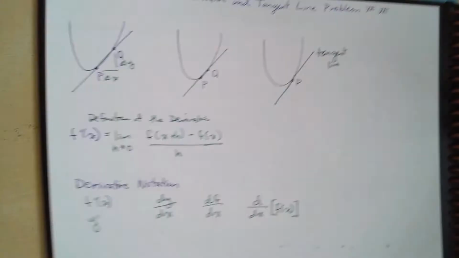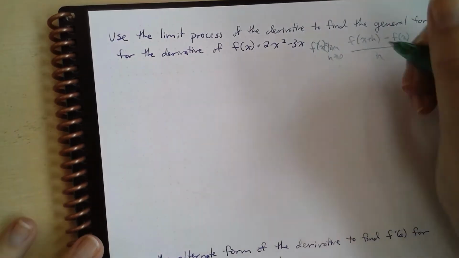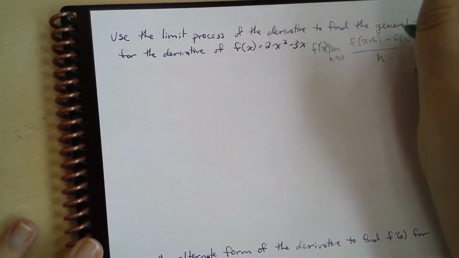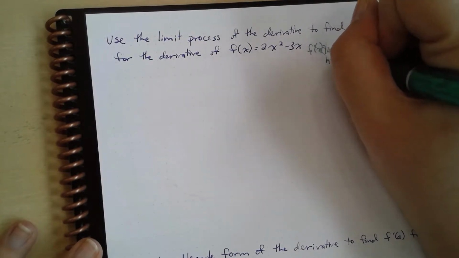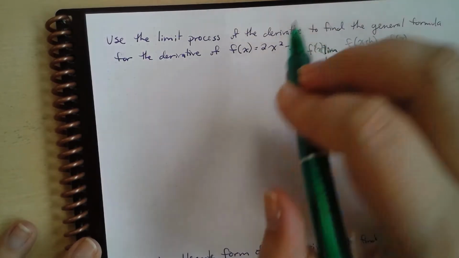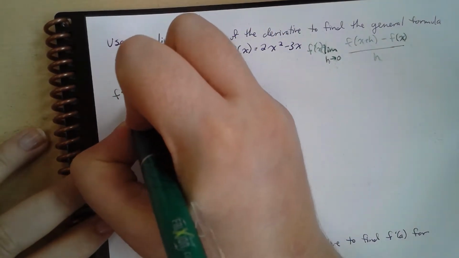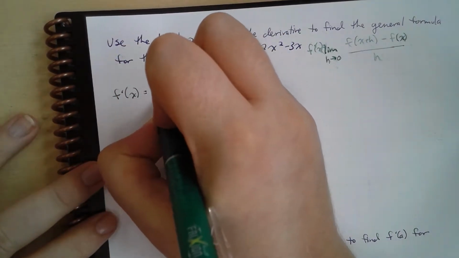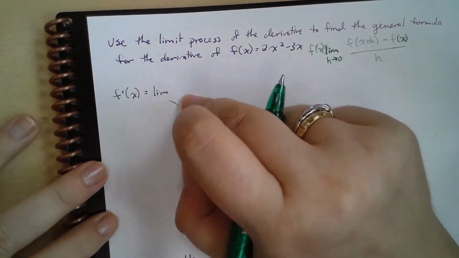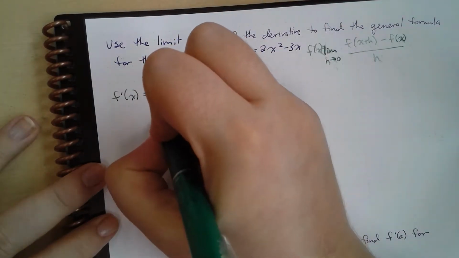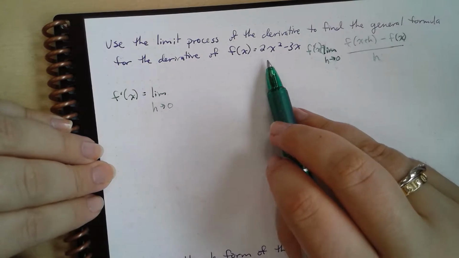Did I write that right? Better check. f of x plus h minus f of x over h. Okay, good. Oh, and I smudged it all, but hopefully you can still see. So we're going to use that to actually figure out what's the specific derivative for this function right here. So f prime of x is going to equal the limit as h approaches 0 of, and now I'm going to put in an x plus h wherever I have an x.